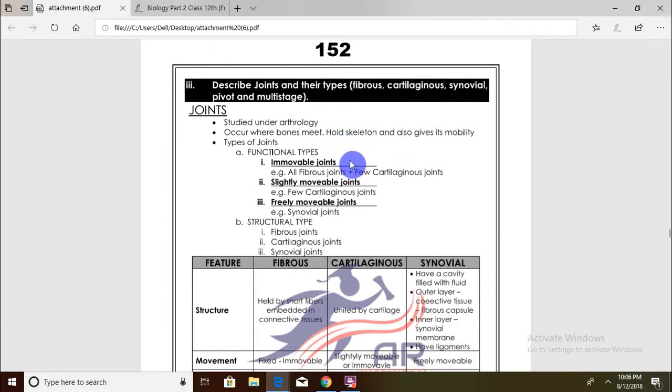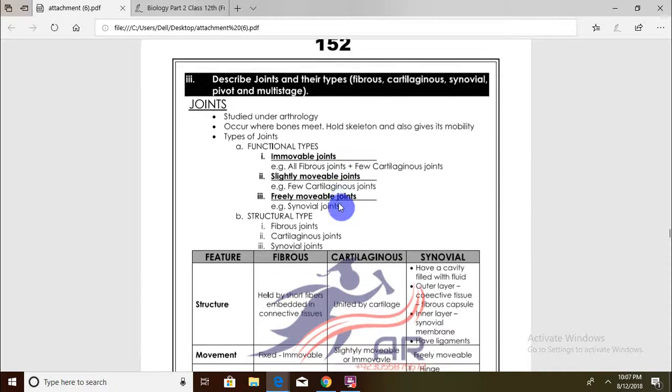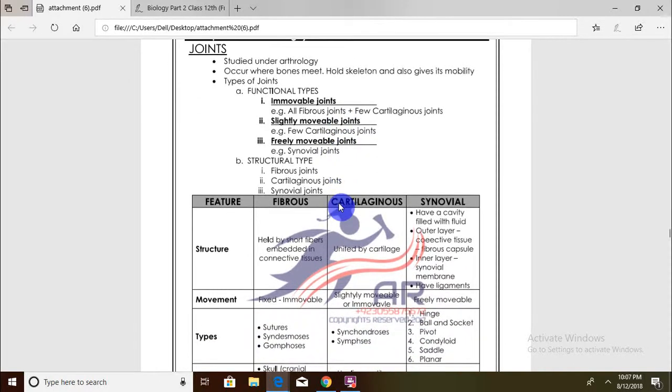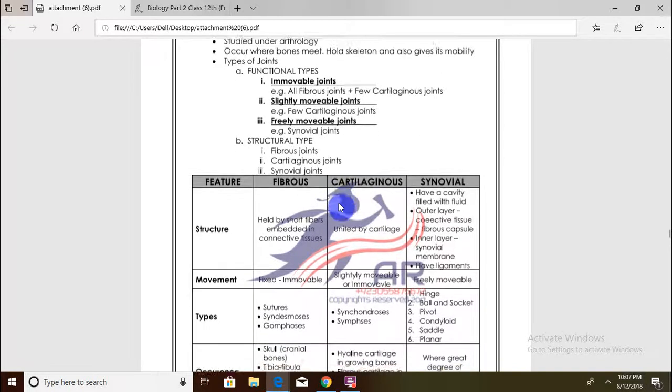Right, so immovable joints, slightly movable and freely movable. And we can divide them in terms of function and in terms of structure. When you talk about the freely movable joints, they are the synovial joints. And the synovial joints include both the ball and socket and the hinge joint. I will emphasize: the freely movable include what we call the synovial, and the synovial include both the hinge and the ball and socket. Right?